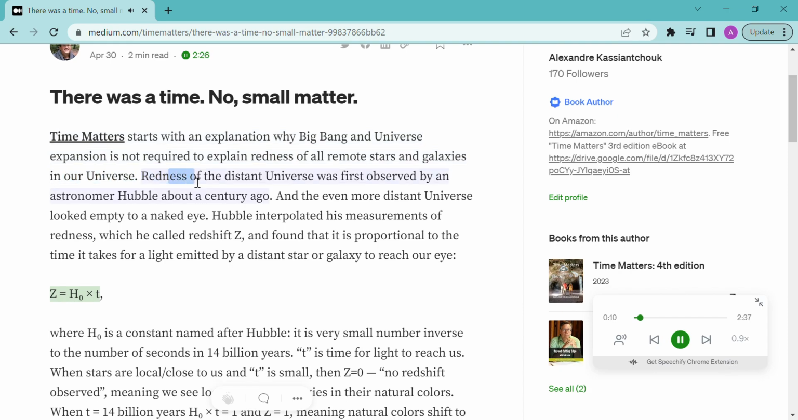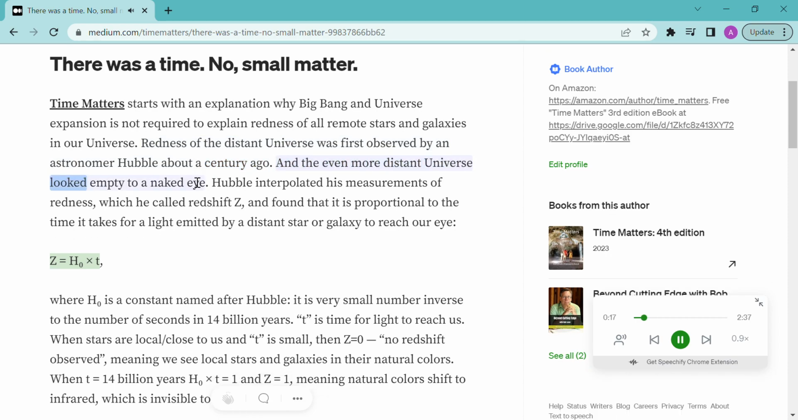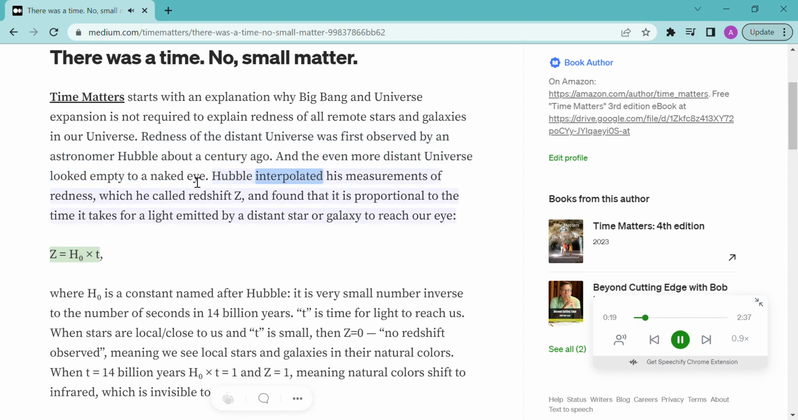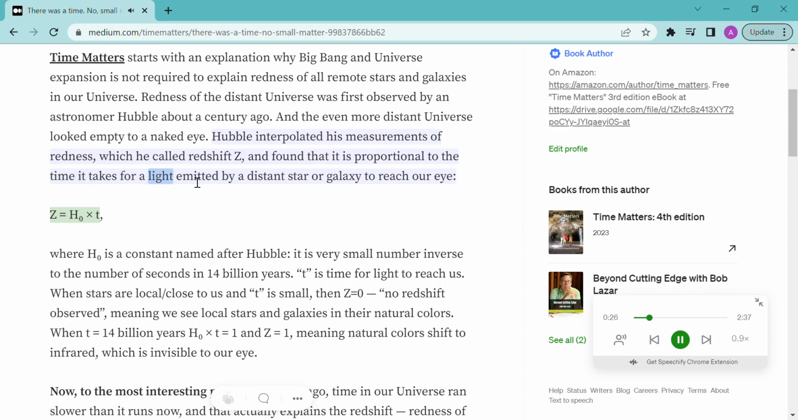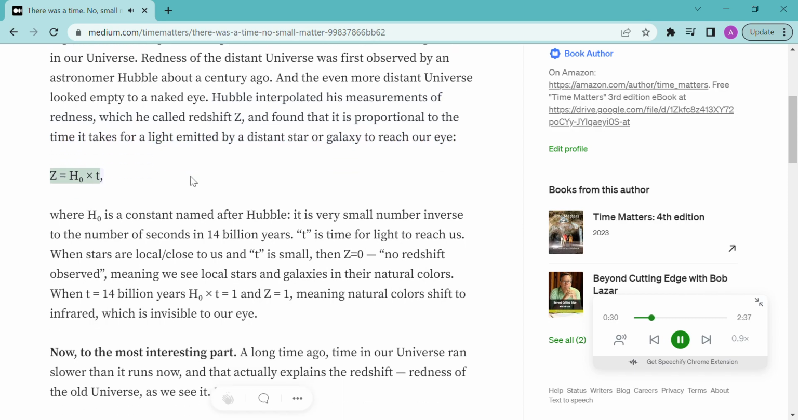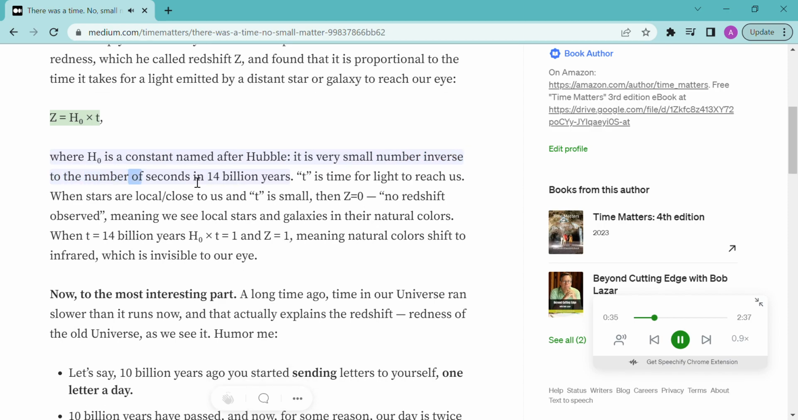Redness of the distant universe was first observed by the astronomer Hubble about a century ago, and the even more distant universe looked empty to the naked eye. Hubble interpolated his measurements of redness, which he called redshift z, and found that it is proportional to the time it takes for light emitted by a distant star or galaxy to reach our eye. z equals H0 times t, where H0 is a constant named after Hubble. It is a very small number, inverse to the number of seconds in 14 billion years. t is the time for light to reach us.